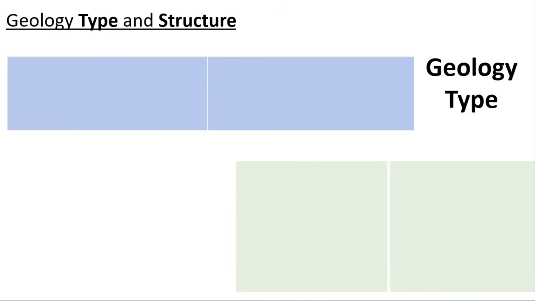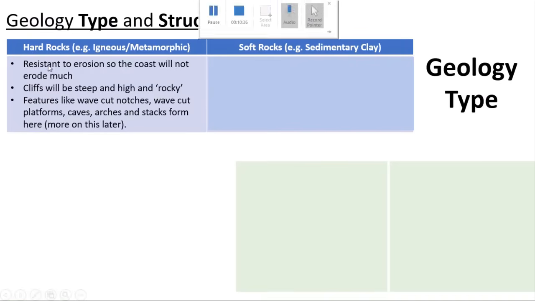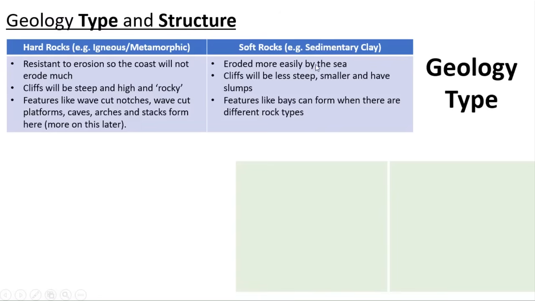So the first thing you may be asked about is geology type. And when we talk about type of geology, for coasts, we're not so much interested in igneous and metamorphic and sedimentary. We mainly put it into 2 categories of hard and soft. So hard rocks, generally igneous and metamorphic rocks, or soft rocks, which are the sedimentary sort of sands and clays. And the difference between the two, obviously, is that hard rocks are far more resistant to erosion. So coasts don't erode in those areas as much, and you get steep, high, rocky cliffs, features like wave-cut notches and wave-cut platforms, caves, arches, stacks, all of those bits and bobs form in hard rock areas, nothing like Norfolk, which is much more soft sedimentary rock. So they're much more easily eroded by the sea.